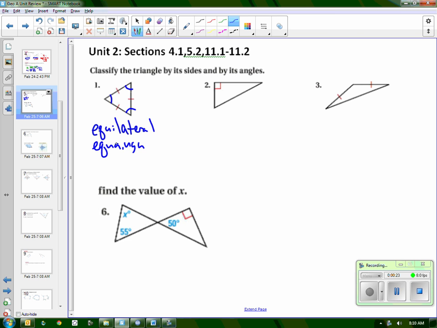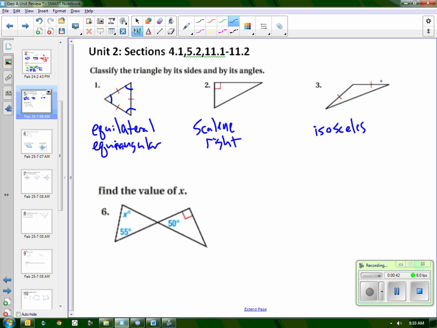equiangular. Equiangular. There we go. All right. Second one. I don't know anything about the side length, so I'm going to call this a scalene triangle, but I do know that it has a right angle, so that is a right triangle. Scalene, right triangle. This guy has two congruent legs, so we call that isosceles.